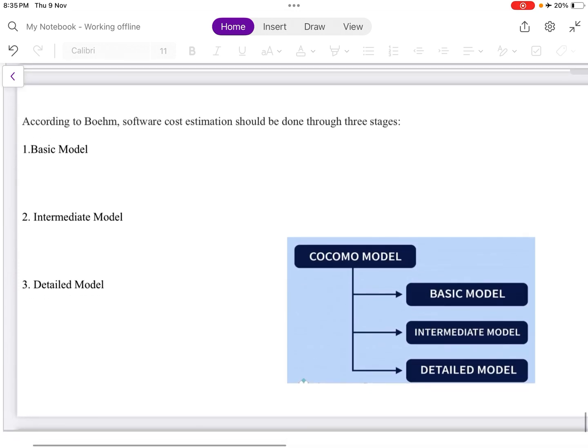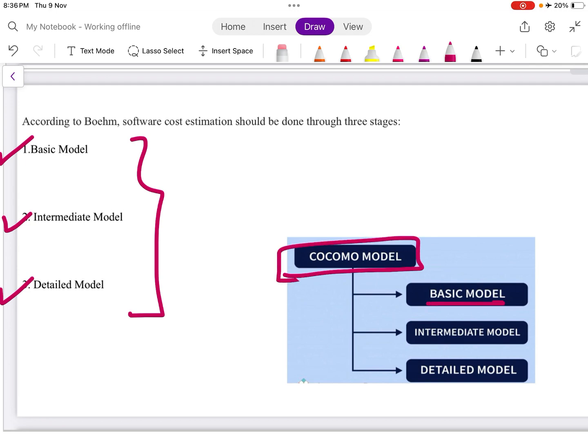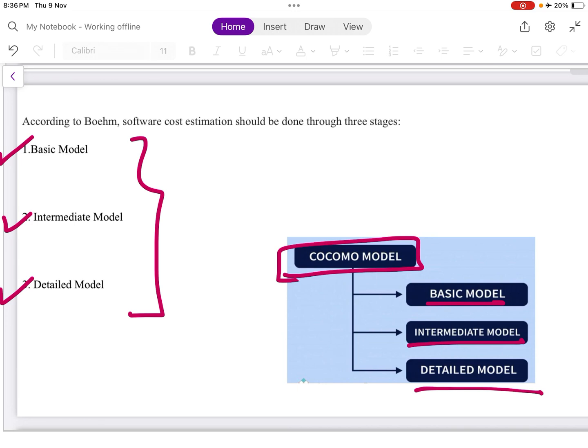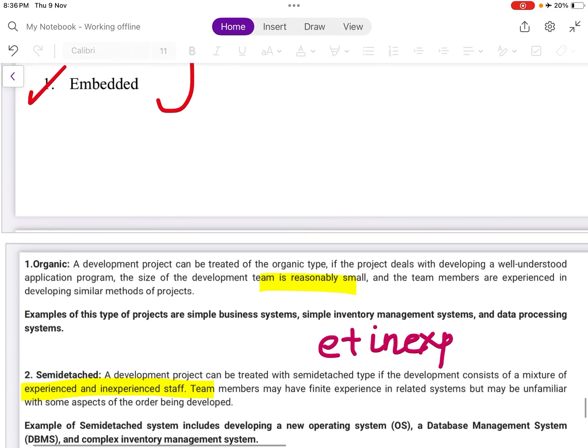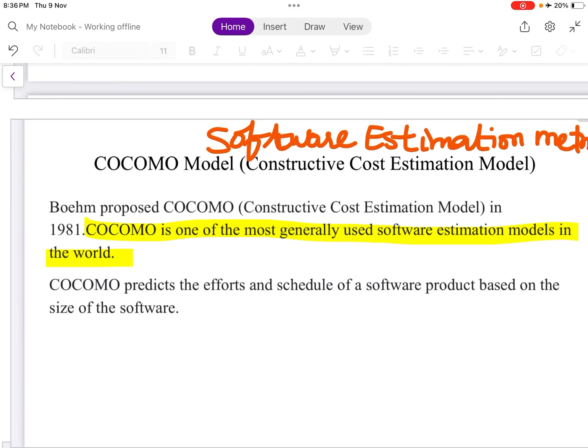So according to Boehm, software cost estimation can be done in 3 stages. The COCOMO model can be divided into 3 stages: the basic model, the intermediate model, and the detailed model. We will know about each of them in the later part of the chapter. So this is the introduction of COCOMO.